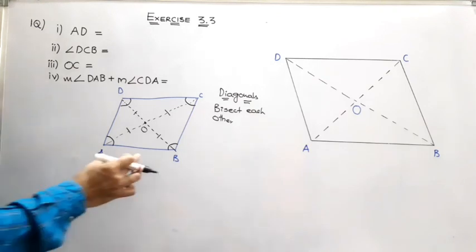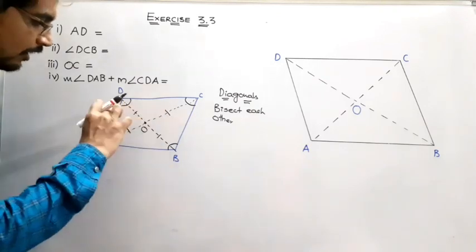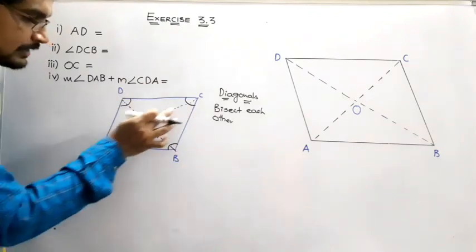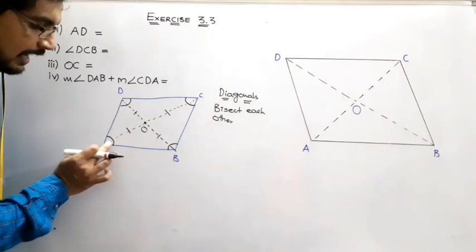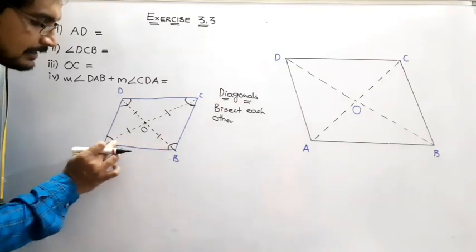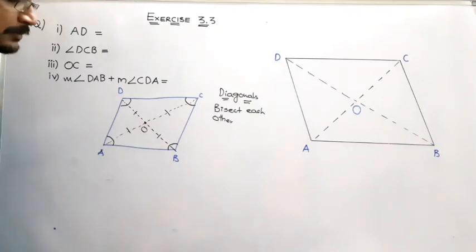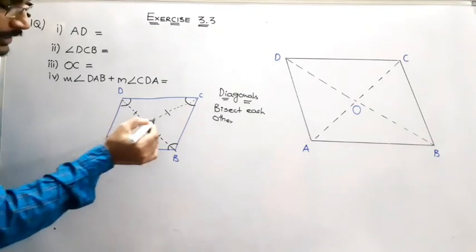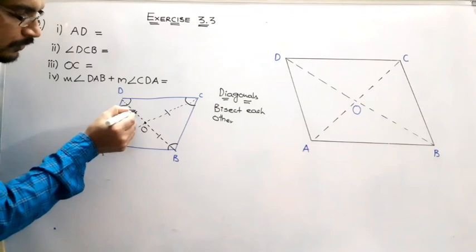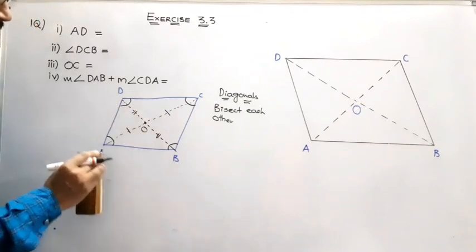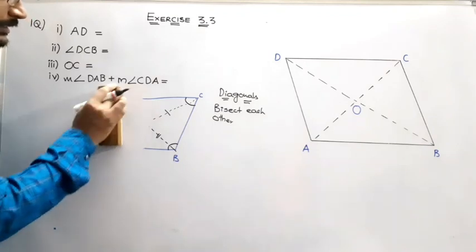One is opposite sides are parallel and equal. Opposite angles are equal, and the sum of the pairs of adjacent angles will be equal to 180 degrees, and the diagonals bisect each other. Okay, OC will be equal to OA and OB will be equal to OD. Okay, hope you are clear, children.